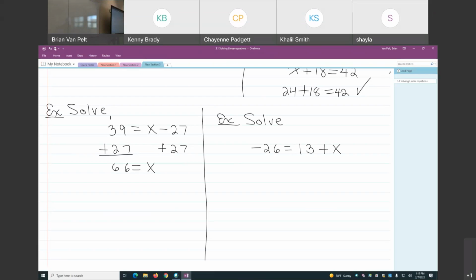Did you get negative 39? Negative 39. So this time you subtract 13. Notice how you're undoing. Solving an equation is undoing because you're trying to come back to x. You know that x had been added to 13. You're trying to figure out what it was before that. Negative 26 minus 13 is negative 39.